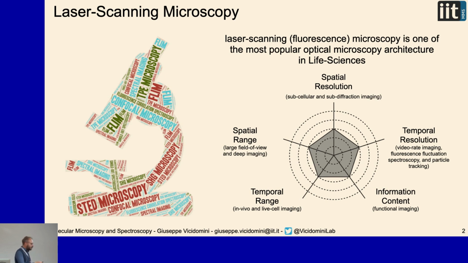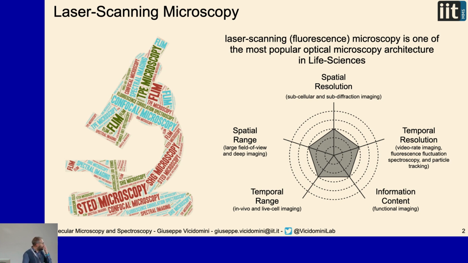So at the end of the story, what you have is a microscope that provides a unique combination of tunable spatial and temporal characteristics: spatial resolution, spatial range (how deep and how wide I can image), temporal range (how long I can image), temporal resolution (how fast I can image), and information content, which is very, very important. We are not here to make only nice, pretty images, but we want to get information about our sample. So it seems to be a sort of perfect instrument.